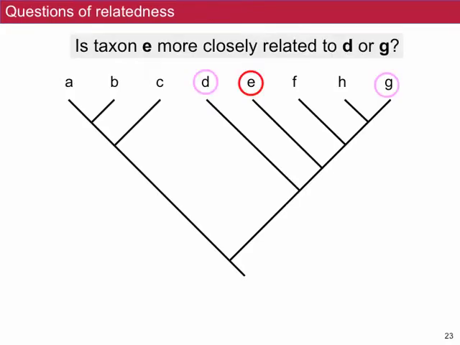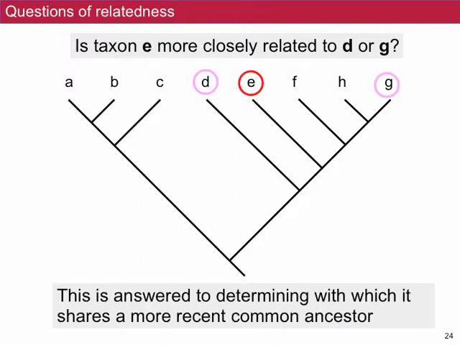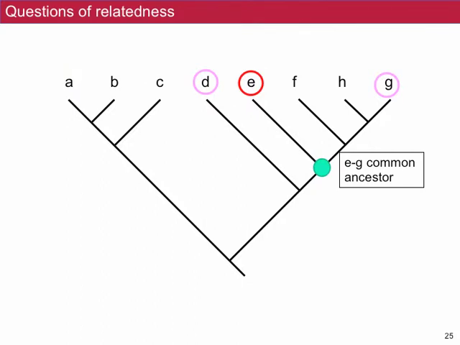If we ask, is taxon E more closely related to D or to G? The way we answer this is to look at the tree and look at the common ancestors of those groups. For E and G, the common ancestor is here. For E and D, the common ancestor is here. So E and G share a more recent common ancestor, therefore they are more closely related to each other. And again, we will use that terminology throughout. So you have to understand that this is in the context of patterns in the phylogenetic tree and who shares a more recent common ancestor with whom.